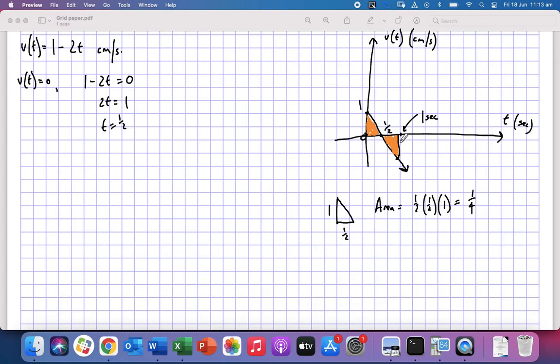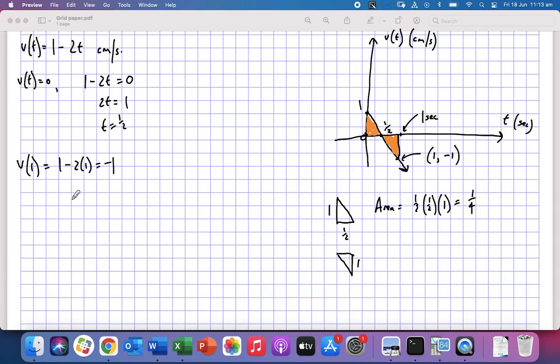Maybe we just check, is that height really 1 there? We could get the height from our velocity function. What's the velocity when the time is 1? We'd be doing 1 minus 2 times 1, which is minus 1. So this point in here, time is 1, but velocity is minus 1, right? So the height of that triangle is also 1. It's the same triangle, just upside down, and this length in here is also a half. So I already know the answer.